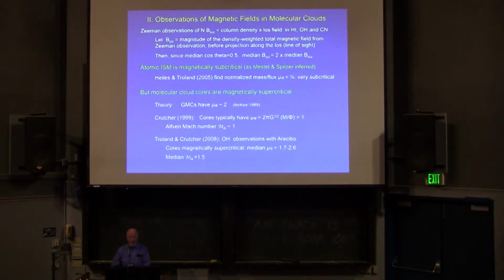More recently, he collaborated with Tom Troland, and they had OH observations with the Arecibo telescope and found that, again, the cores were magnetically supercritical with a median value, depending upon exactly how you correct for inclination, between 1.7 and 2.6, and the median Alfvén Mach number was about 1.5.